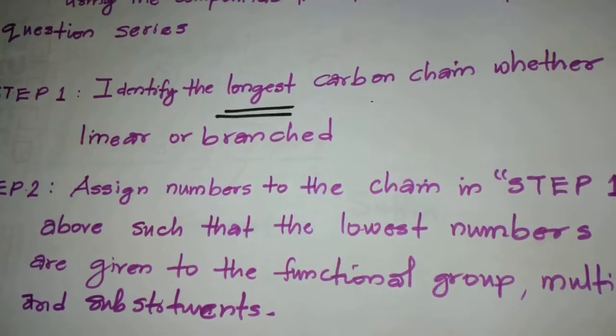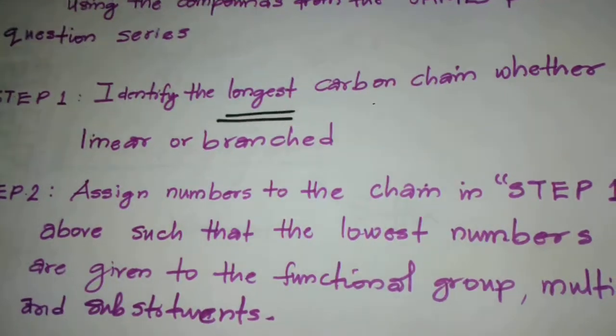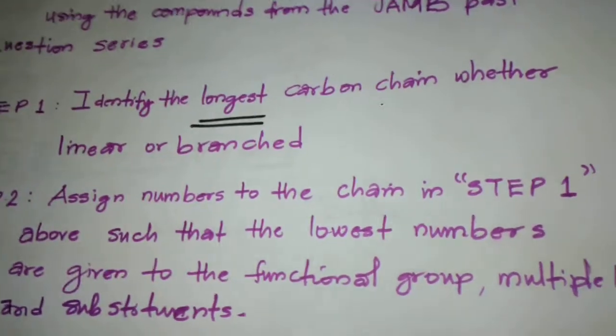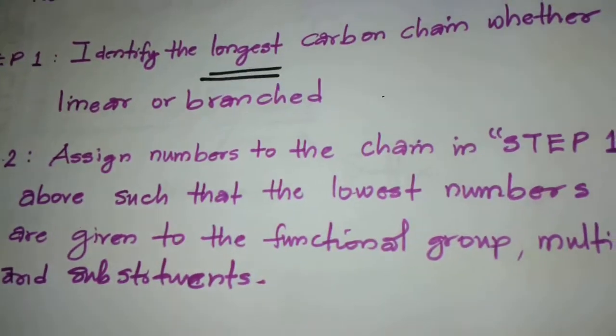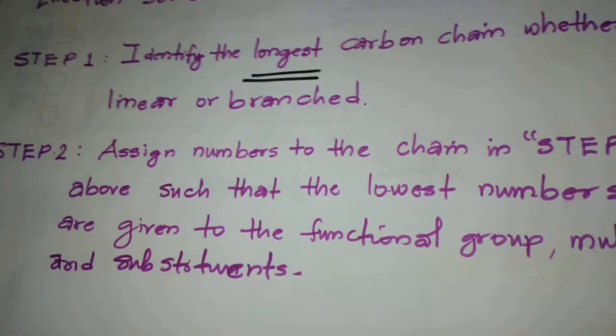Now the second step is to assign numbers to the chain that we have identified in step 1. The longest chain that we identified in step 1, we're going to assign numbers to them such that the lowest numbers are given to the functional group, multiple bond, and substituents.